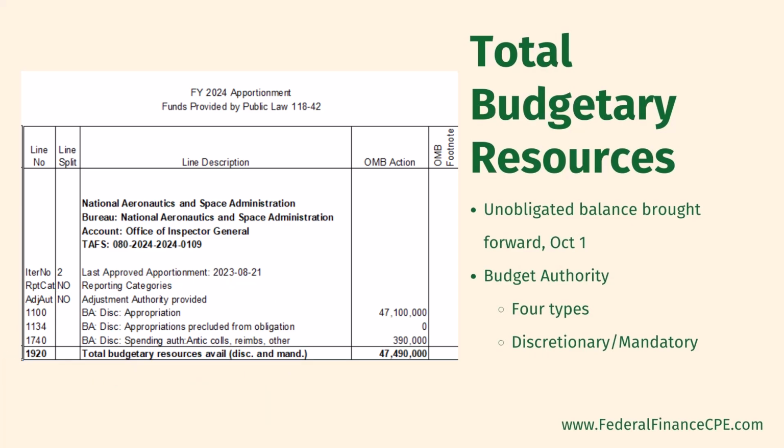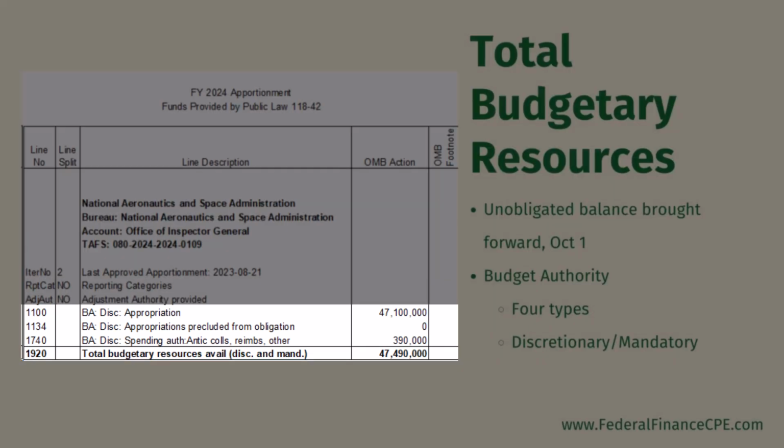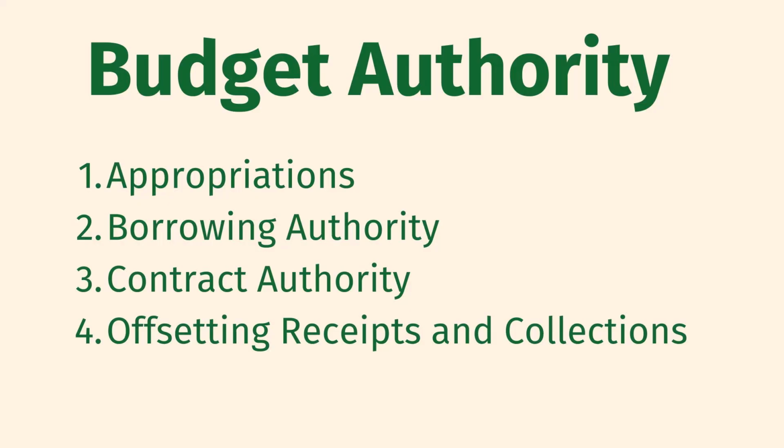The middle section, total budgetary resources. The budgetary resources section shows two main things: any unobligated balances carried forward from a previous fiscal year, and all types of budget authority available to this account. Before we dive in deeper, you should know there are only 4 types of budget authority in the federal government. First, appropriations, budget authority that permits agencies to incur obligations and make payments from Treasury for specific purposes, which is by far the most common type of budget authority you'll encounter.